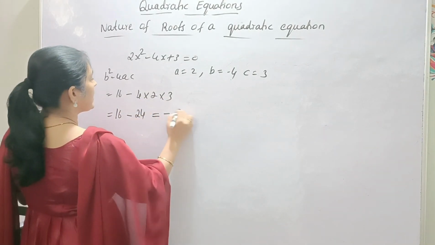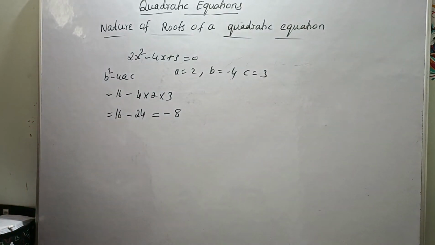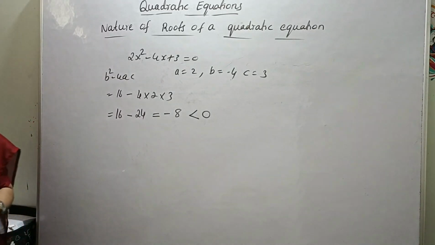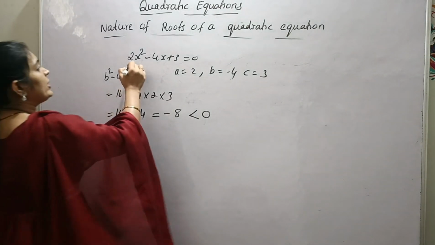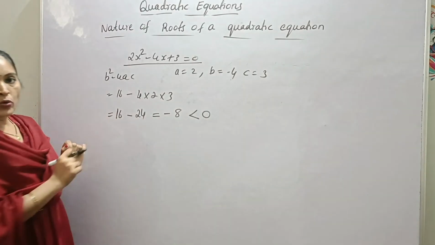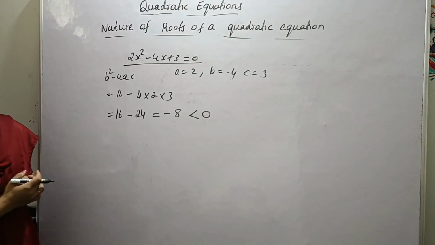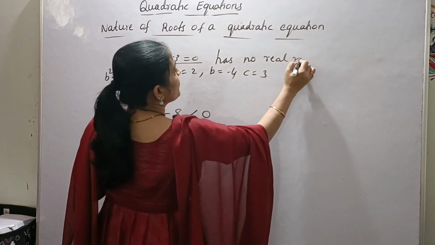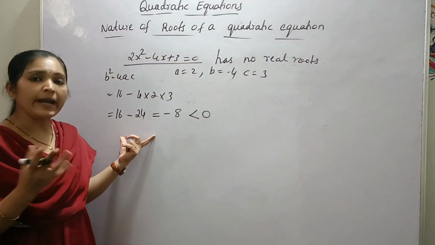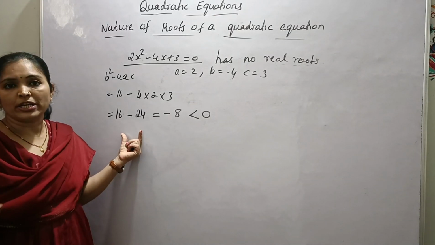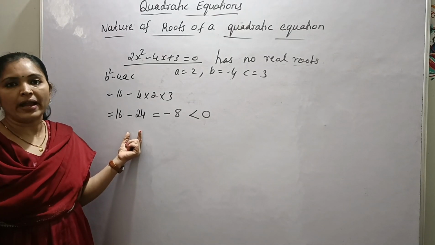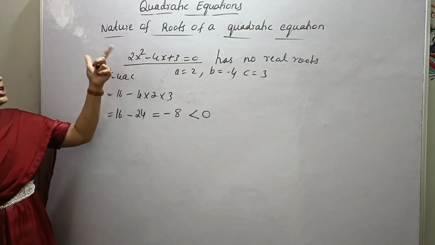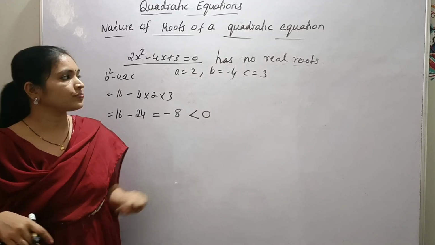That is equal to -8. Here we have got b² - 4ac less than 0; -8 is less than 0. Therefore, we can say the quadratic equation 2x² - 4x + 3 = 0 has no real roots. Here we will get roots, but they will be imaginary, complex roots. You will study complex numbers in 11th standard. So this quadratic equation has no real roots.